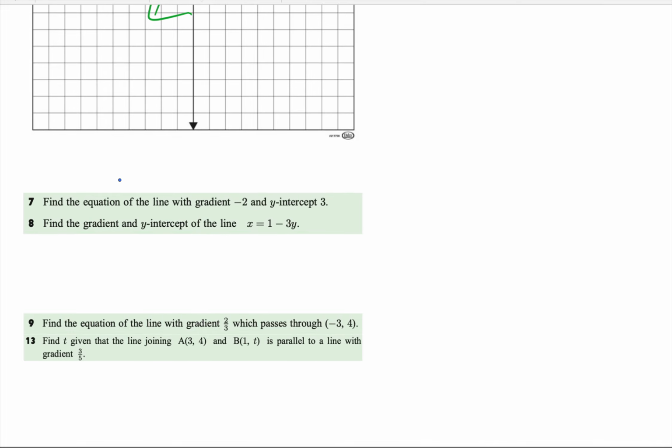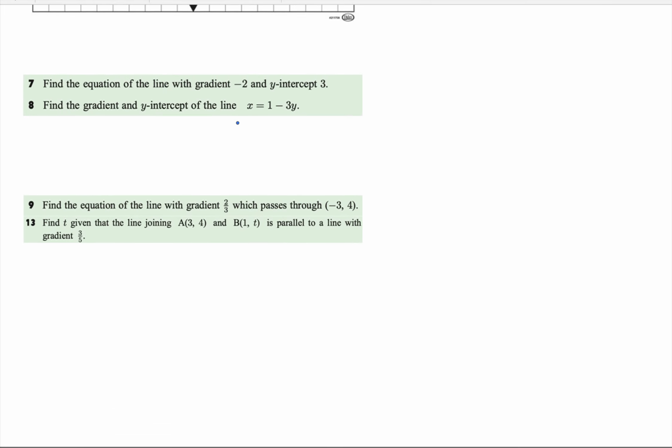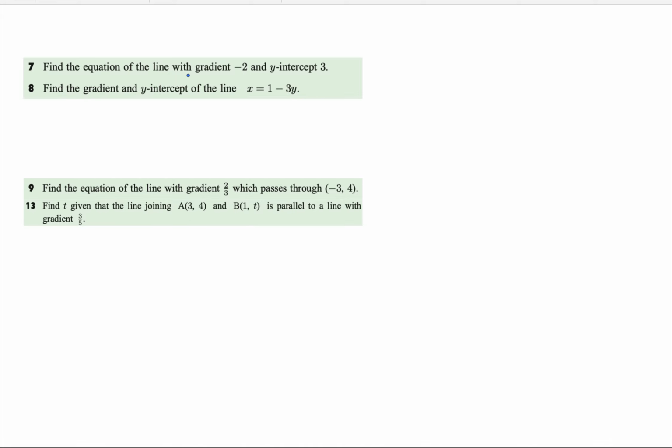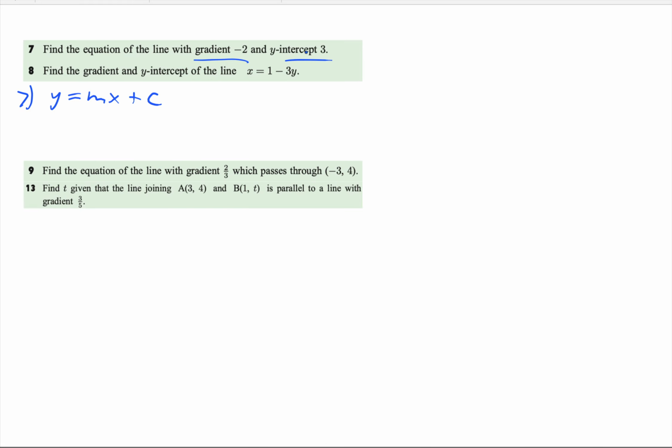Okay, next, number 7 down here. Find the equation of the line with gradient negative 2 and y-intercept 3. Well, the equation of a line is y equals mx plus b, or c as it is in our formula booklet. And that's just these two numbers: y equals negative 2x plus 3.